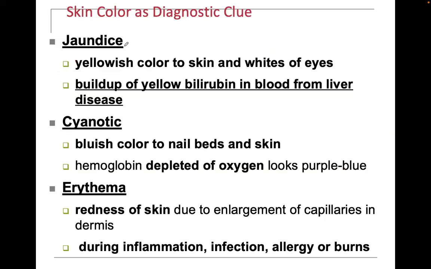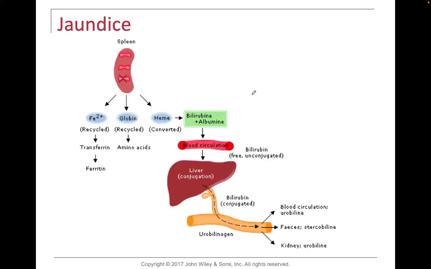Jaundice. Well, jaundice is yellowing of the skin. If you have darker complexion, you may not be able to see the skin turning yellowish, but you can see the white of the eyes turn yellowish. When we have that, it's usually indicative of some sort of liver disease. It's the buildup of bilirubin in the blood from liver disease.